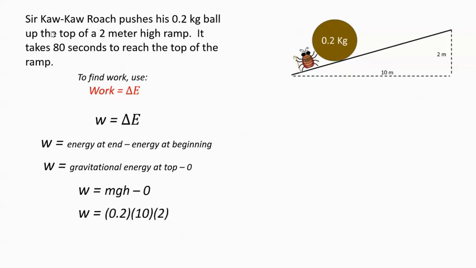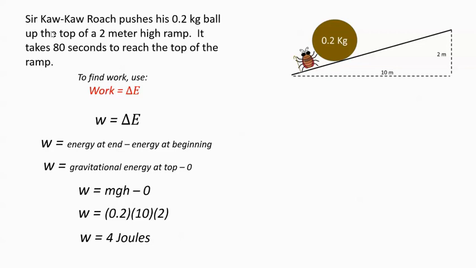0.2 kilograms is the mass. Gravity, we're rounding to 10 for gravity on Earth, and then the height of the ramp is 2 meters. So notice we don't need to know how long the ramp is. All we need to know is how far up he pushed it, because that determines how much energy he gave to it. And so the work would be those three numbers multiplied together, which is 4 joules.